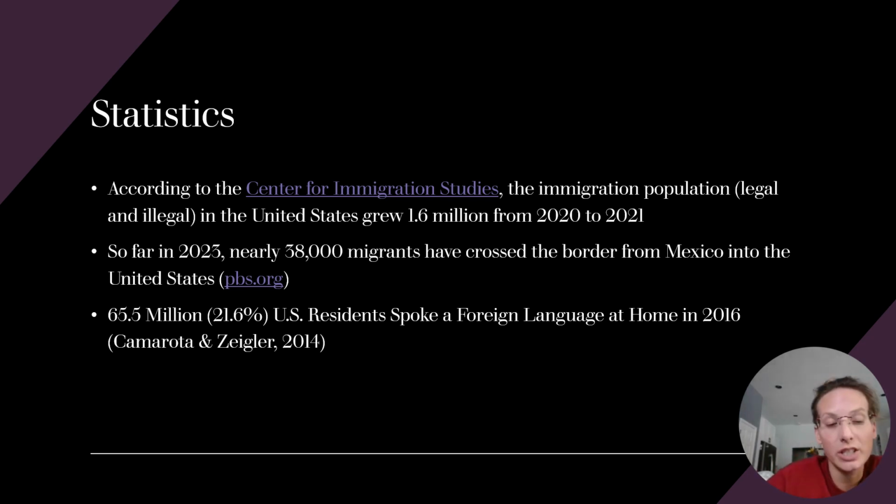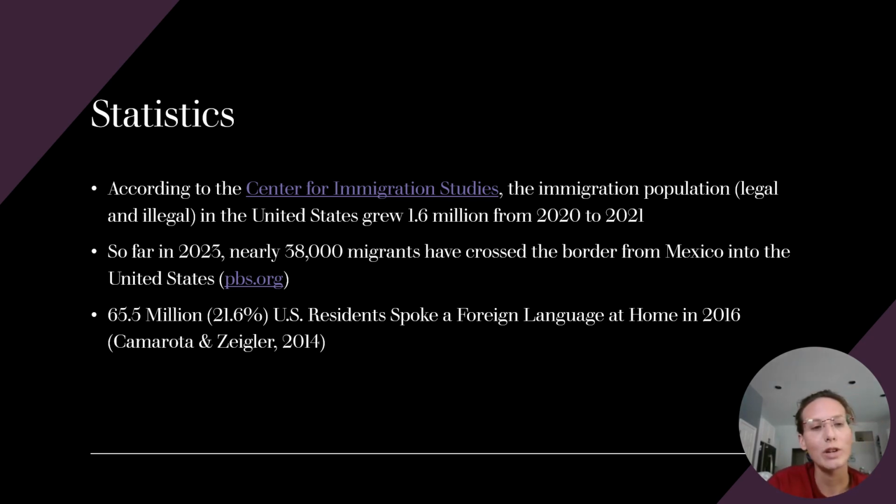This one is a really recent statistic. So far in 2023, nearly 38,000 migrants have crossed the border from Mexico into the United States. That doesn't necessarily mean these are Mexican nationals. These are people that come from South America, Central America, and beyond. They just happen to cross in Mexico. And that stat was actually from May, so chances are it has increased.